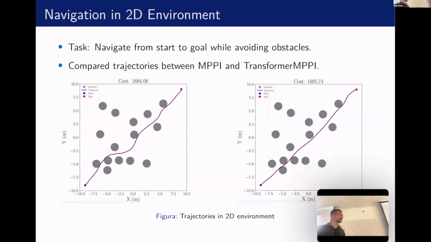So this is a typical example you can see, where original MPPI is giving a collision-free trajectory, but it is not optimal because it's taking a curved path, whereas transformer MPPI is just going straight and efficiently avoiding collision with the obstacles.